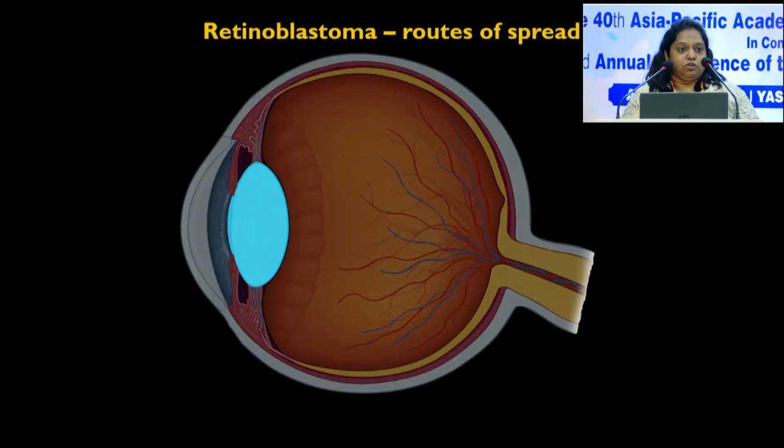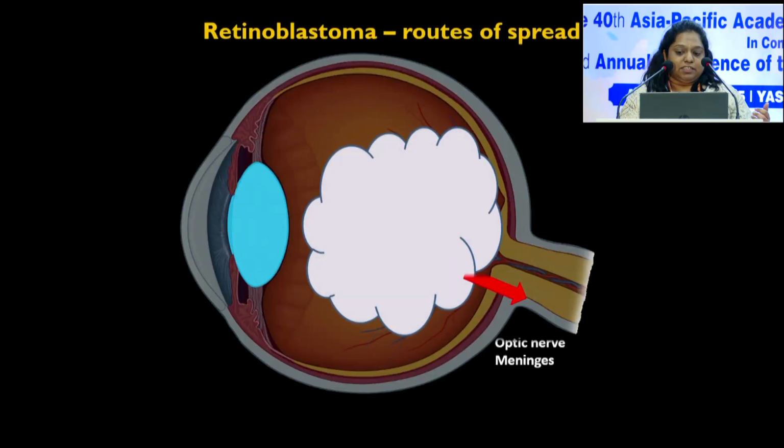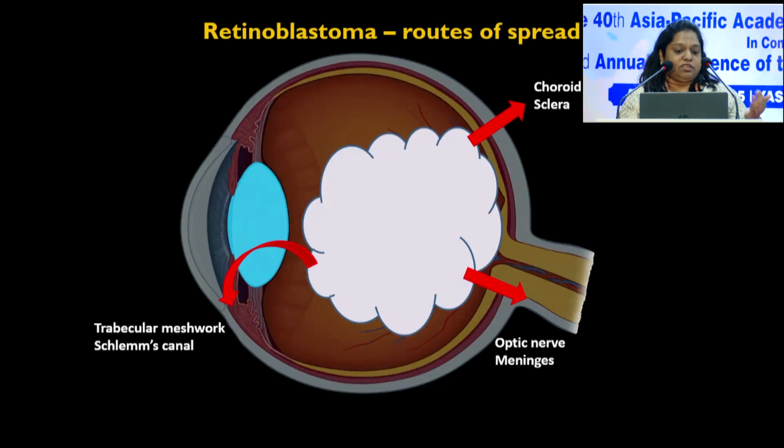Now, retinoblastoma, once it fills up the globe, how does it spread? So it can spread through the optic nerve and through the meninges into the CSF and to the brain. It can also have a direct extension into choroid and sclera and have an extrascleral extension into the orbit, or it can also come out through the trabecular meshwork into the Schlemm's canal and out of the globe.